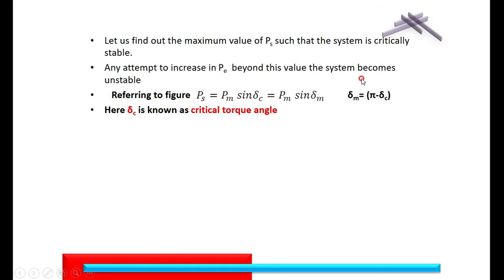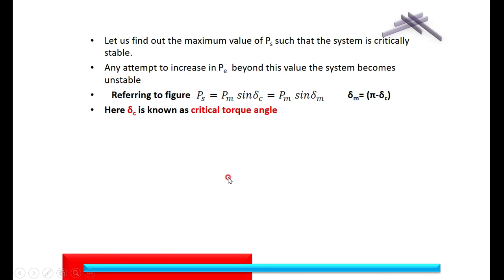Critically stable means that it is a point at which the system is stable. If we go beyond that critically stable condition, then it loses its synchronism. What that critically stable condition point is, we will see now. Any attempt to increase PE beyond this value makes the system unstable. If you go beyond this critical point, the system loses its synchronism.